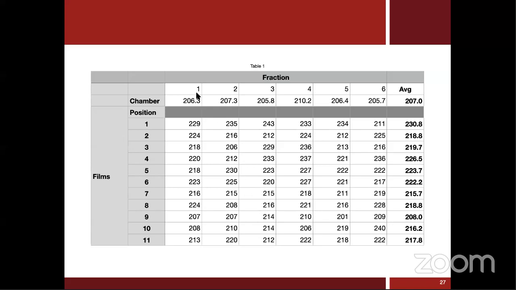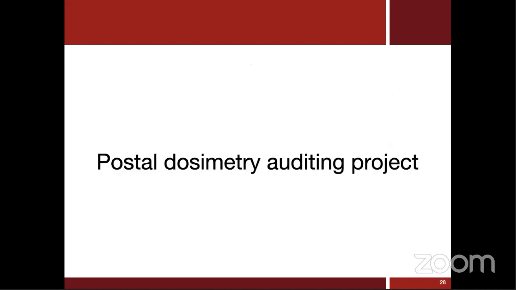So after this TBI, these are 6 fractions. These are the chamber readings for the 6 fractions, with an average of 207. And these are the doses obtained with film dosimetry at these 11 locations. Position 9 is very close to the chamber level, and we see a very good agreement between these two. These are higher because they are more in the lateral direction of the patient. So that's our second project, how we use TBI.